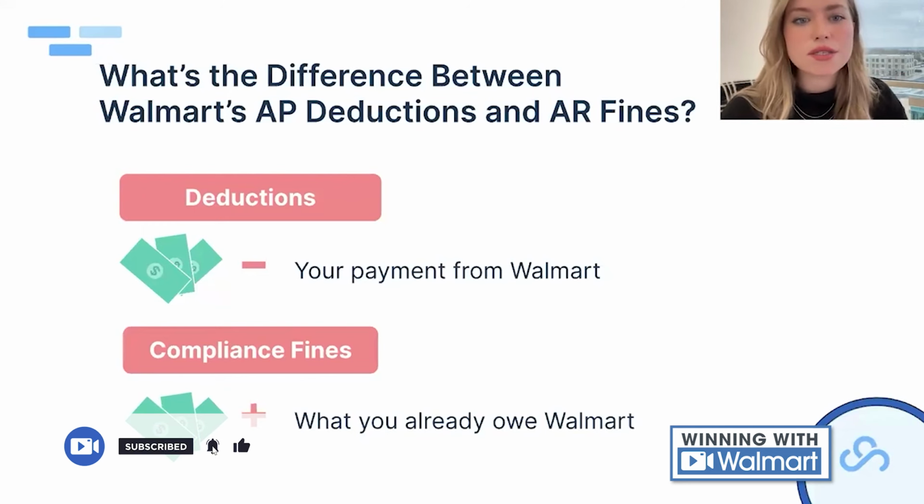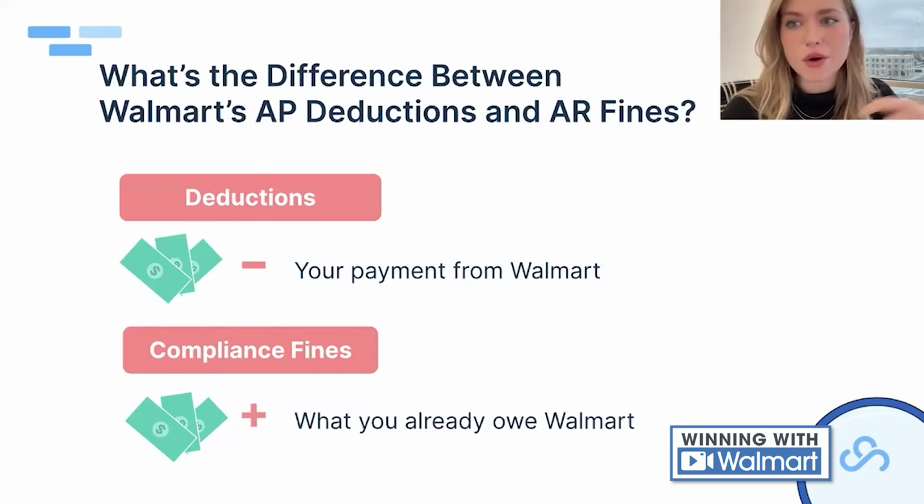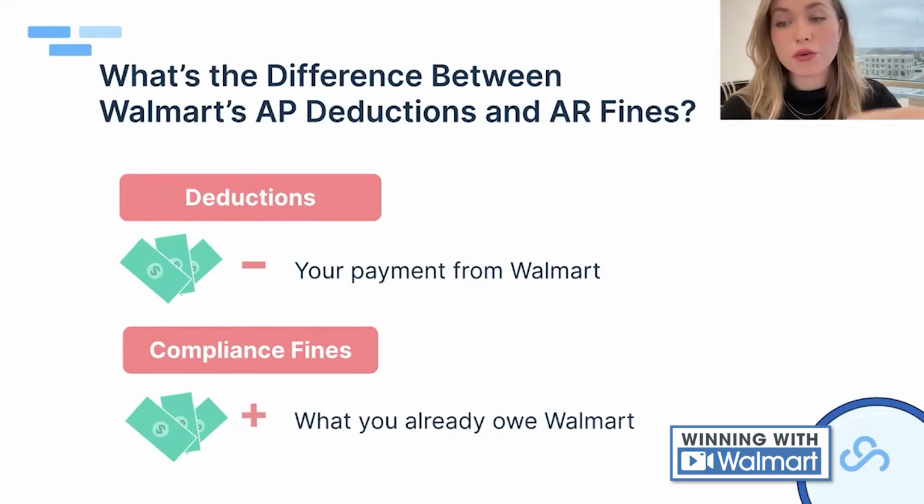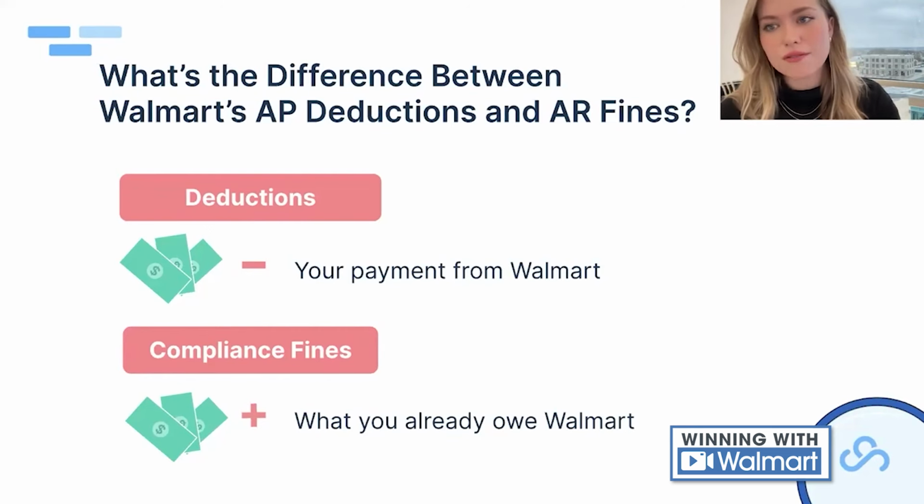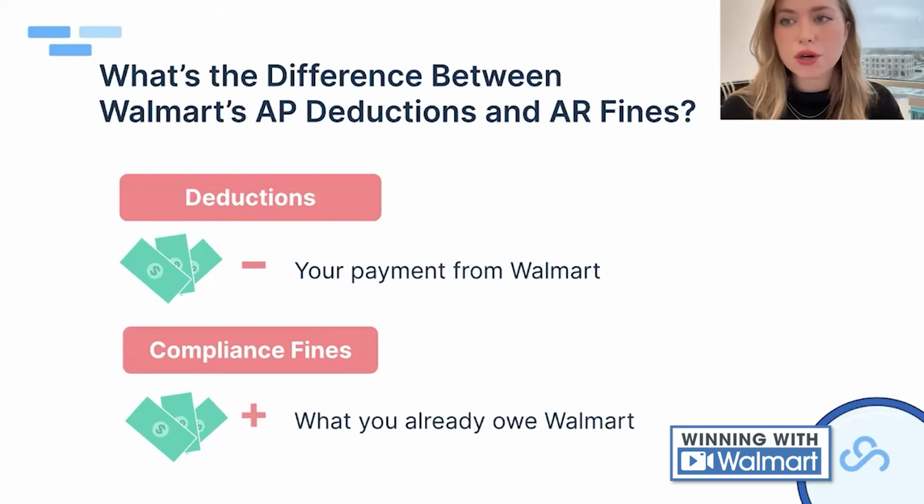So deductions are actually going to take money from your payment, which means they're going to deduct it from a check. Compliance fines, the AR fines, they're going to invoice you for first. You're usually going to see it in something like HighRadius. And then if you don't pay that invoice, they will go and deduct it from your check.